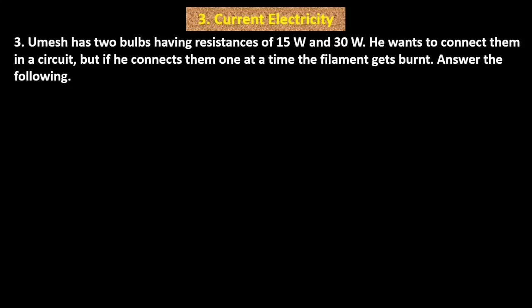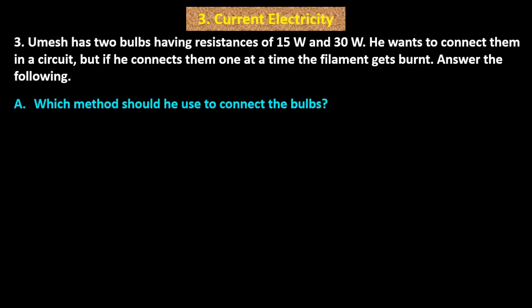Question 3. Umesh has two bulbs having resistances of 15 ohm and 30 ohm. He wants to connect them in a circuit, but if he connects them one at a time, the filament gets burnt. Answer the following. A. Which method should he use to connect the bulbs? Answer. Parallel combination.